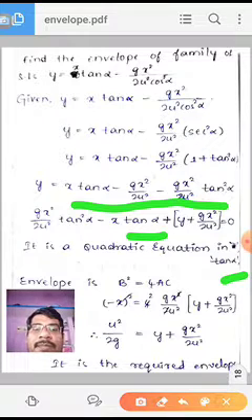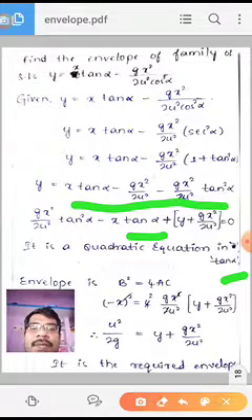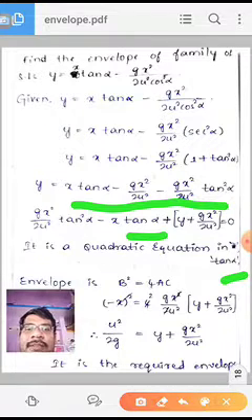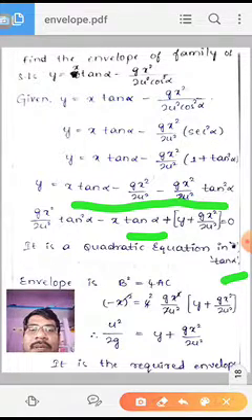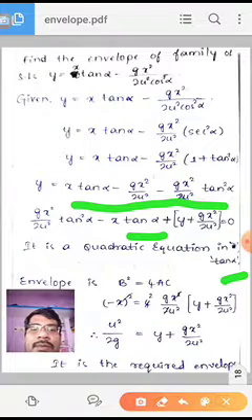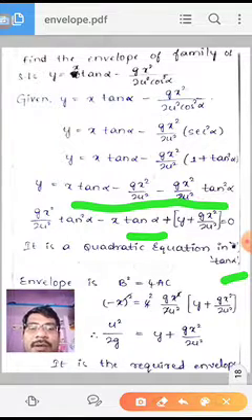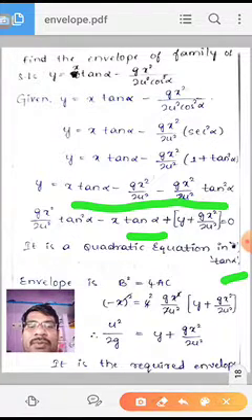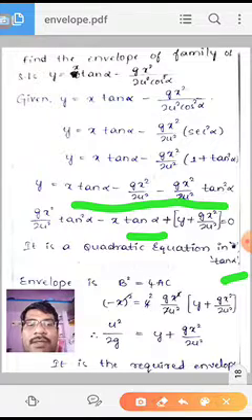Its envelope is b square equal to 4ac. Here a is g x square by 2u square, b is minus x, c is y plus g x square by 2u square. Substituting in this equation, minus x square plus 4 times g x square by 2u square of y plus g x square by 2u square. Simplifying it, we get 2u square by 2g equal to y plus g x square by 2u square. This is the required equation of the envelope.